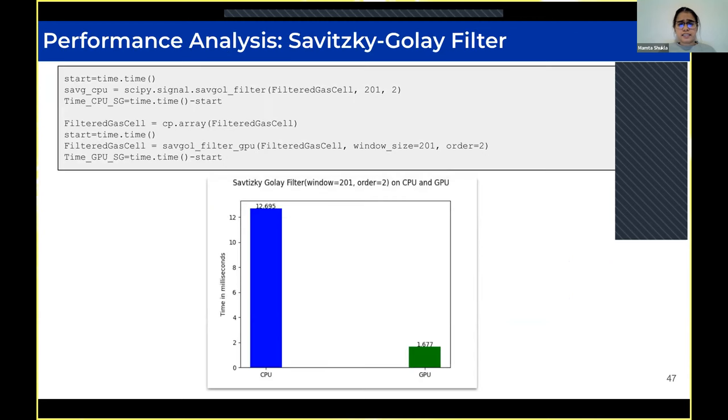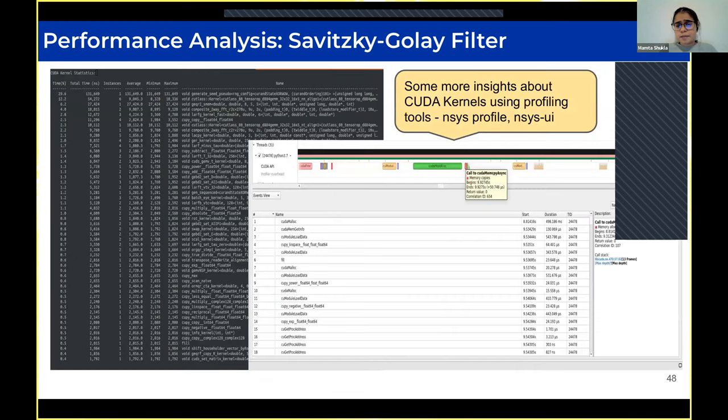And this is the analysis, or the time comparison, of the Savitzky-Golay filter. You can see the difference for the window size, where we have taken 201 points and considered a polynomial of order 2. As I mentioned before, I again used the NVIDIA Nsight Systems profiler to see how my algorithm is working.